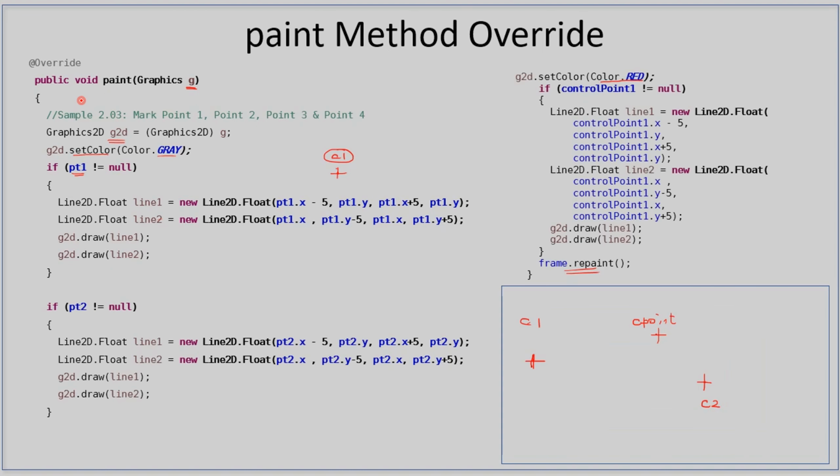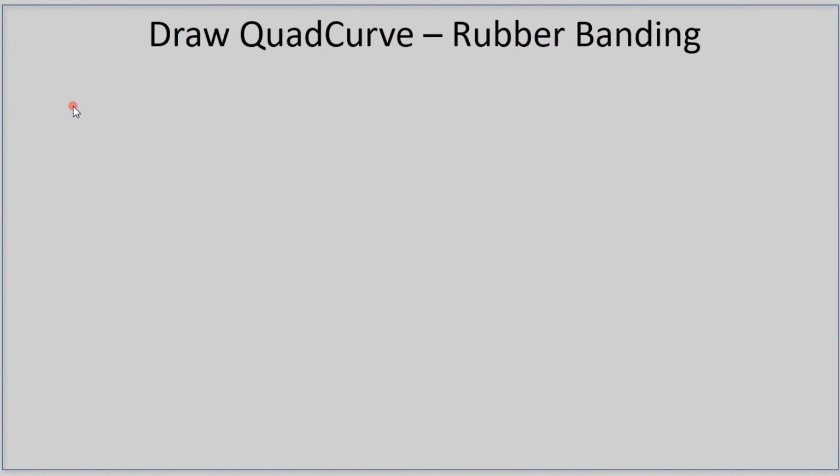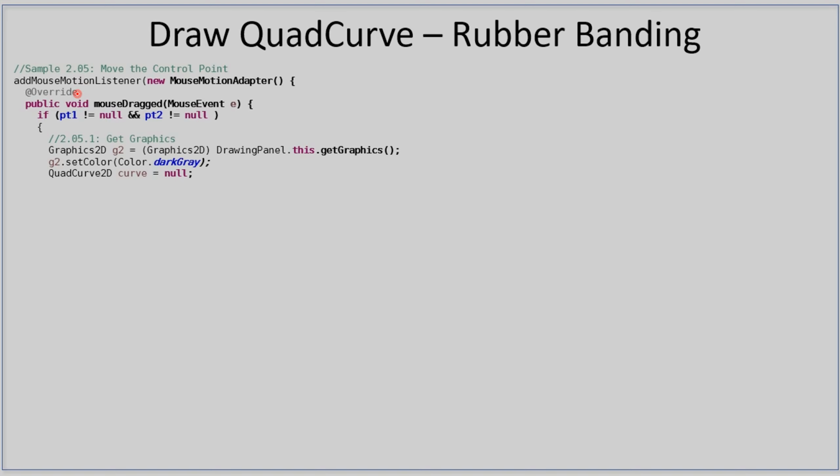Now we will continue with the quadratic curve drawing. So now what we want to do, we want to move the control point using the mouse drag. That means we can decide first point, second point, as well as third point, control point, and then we can drag the mouse by holding down the left key. So this will move the control point from the initial location. So we have to handle the mouse dragged event.